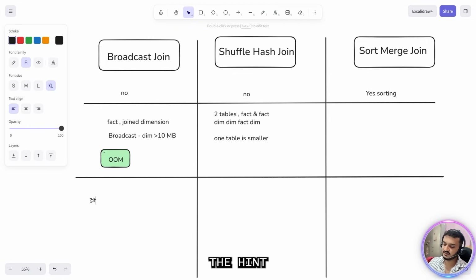Okay. Now, if you want to explicitly tell which join to use, you have to give the hint, df.hint. Okay. This way you have to give it. So you will write the broadcast here, BROADCAST.